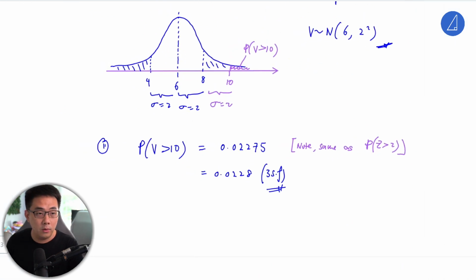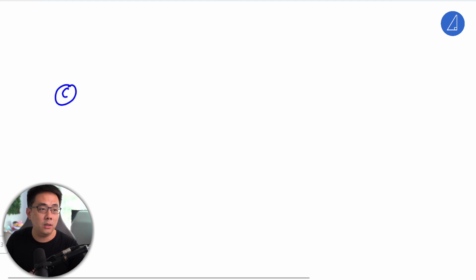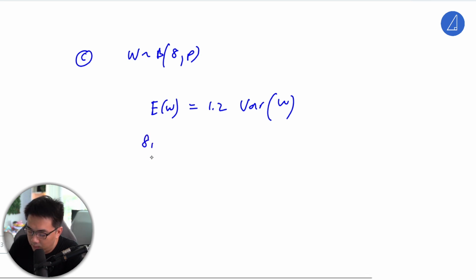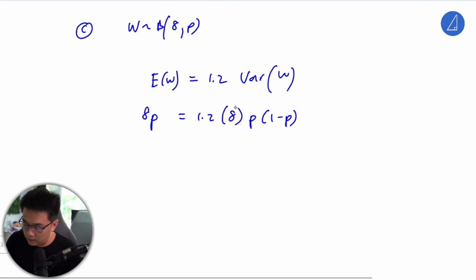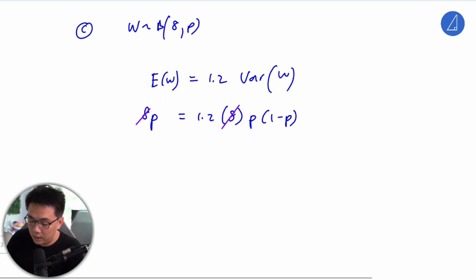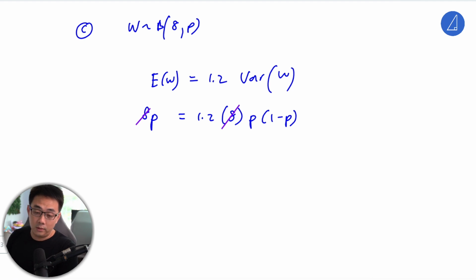Right, now we look at C. C will be essentially random variable W. W is binomial (8, p). We are given that the mean of W is 1.2 times the variance of W. I think this is pretty okay. The expectation of a binomial random variable is just np. Then this will be 1.2 np(1 minus p). So we could just cancel the 8 out. Then this is a quadratic equation that we can just solve.